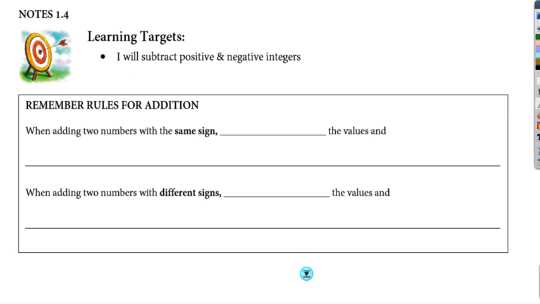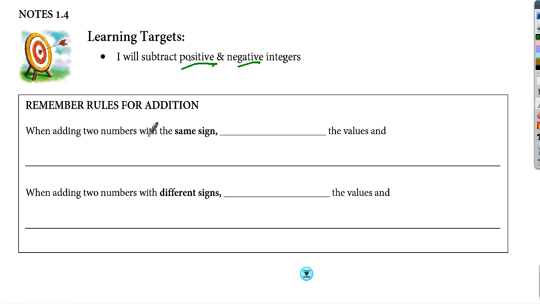So today we're going to be talking about 1.4, and you're going to be subtracting positive and negative integers as you have it on your notes. Now in our last section, 1.3, we learned how to add integers. So we're going to recap really quick. So remember the rules for addition.